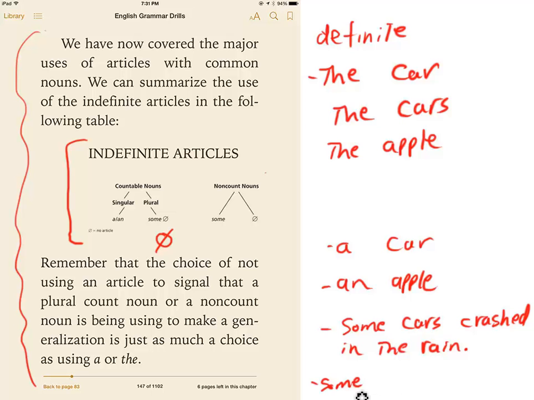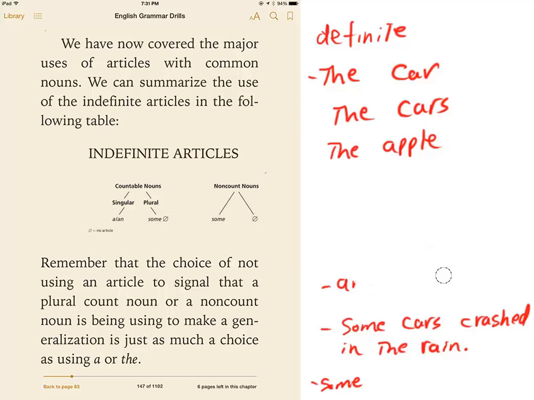Okay? So you can't use a or an. I'll give you a couple of examples so you know. But remember that this is all choice. It says, remember that the choice of not using an article to signal that a plural count noun or a non-count noun is being used to make a generalization is just as much a choice as using a or the. So there are no hard and fast rules on this. You just have to know by the sentences you're creating and what you mean which article you use, okay?